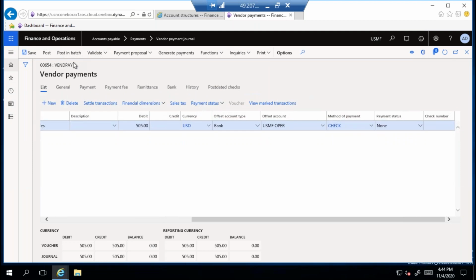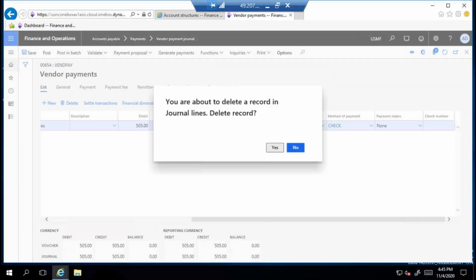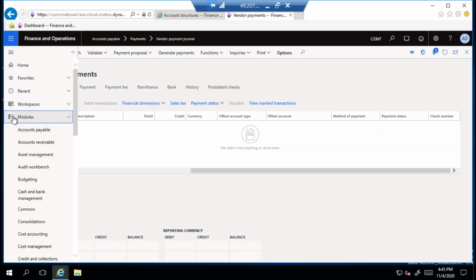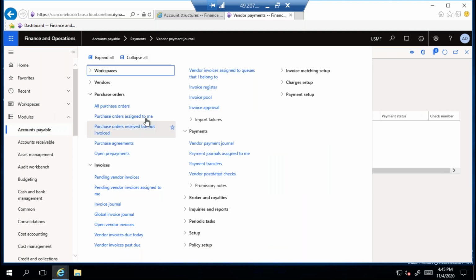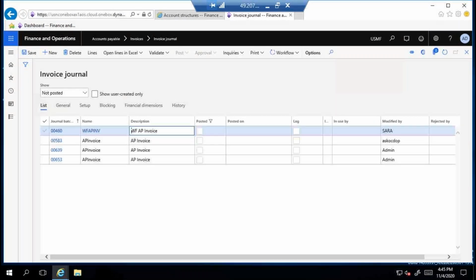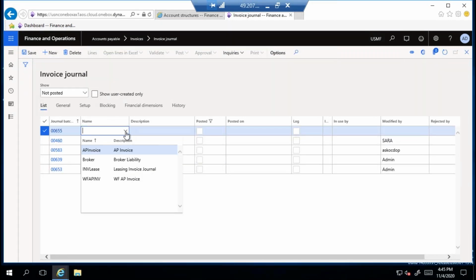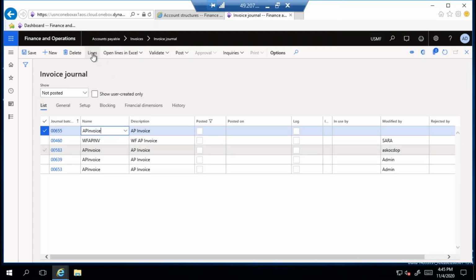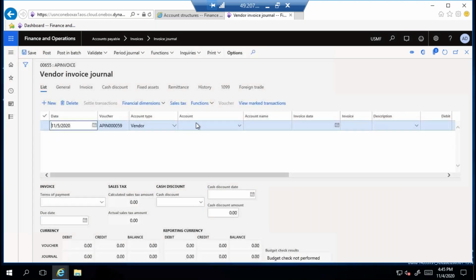Suppose a vendor invoice. I'm deleting this one. We'll do another one, a vendor invoice. What are the errors I'm getting? Let us see. That is invoice journal, accounts payable, invoices, invoice journal. Clicking on new, invoice journal, lines. Okay, vendor.